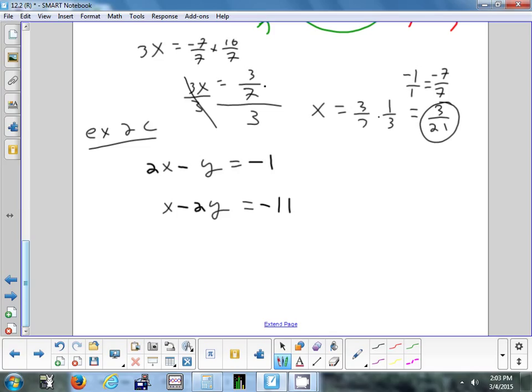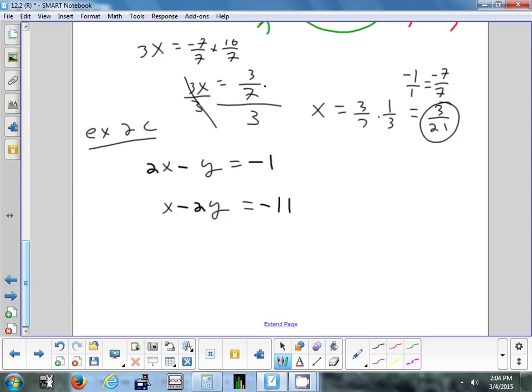Look at your top equation. Look at your bottom equation. Does anybody see a letter that has a 1, an invisible 1 in front of it? X, on the bottom. If you can find a letter that has an invisible 1 in front of it, that's the one you want to solve for.